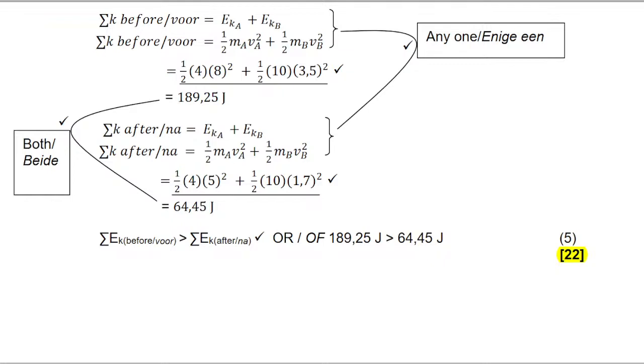Okay, I was just going to ask on question 3.6, the conclusion thereof. If a learner says total kinetic energy before is not equal to the total kinetic energy after, because I see it's not in the options. Yes, I think we are going to accept that.